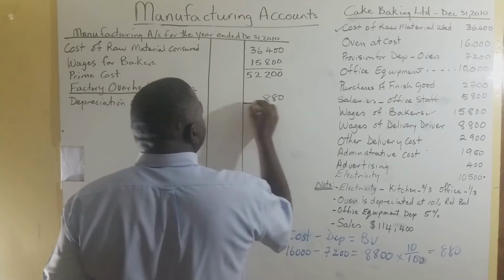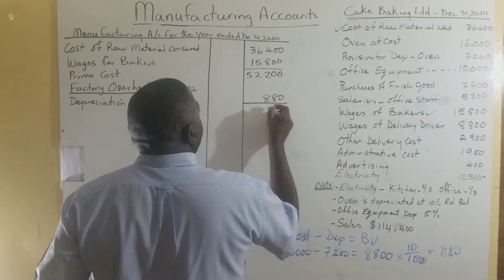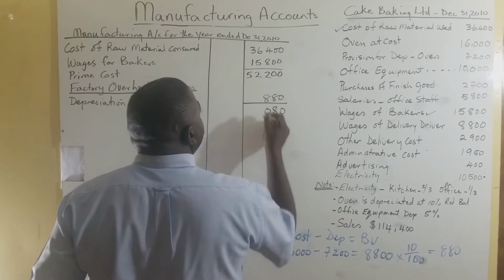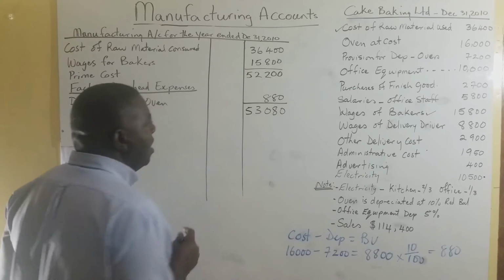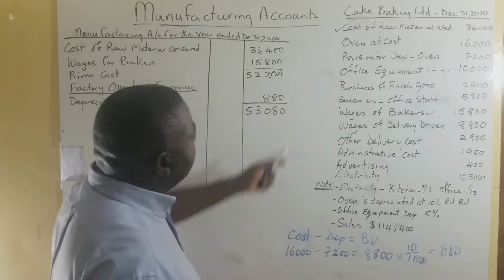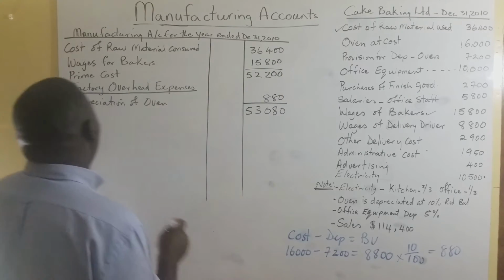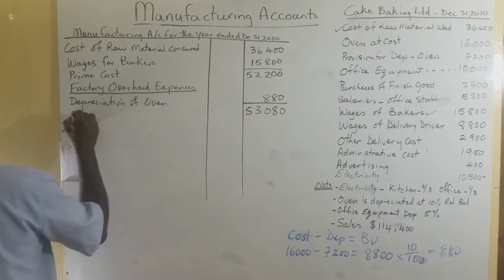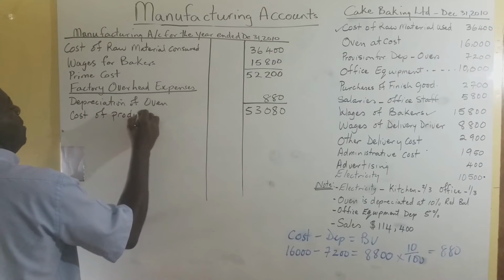Since we have no more adjustments, we're going to add this up. All right. So now, the question also does not have any work in progress. So this would be our cost of production.